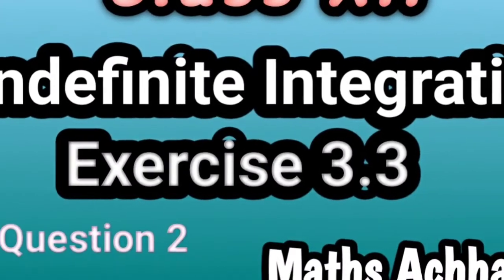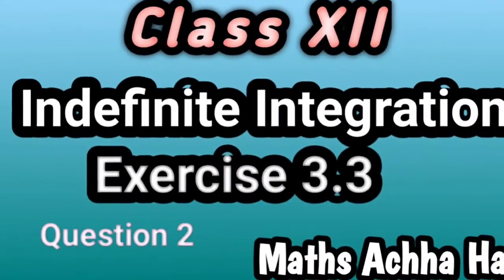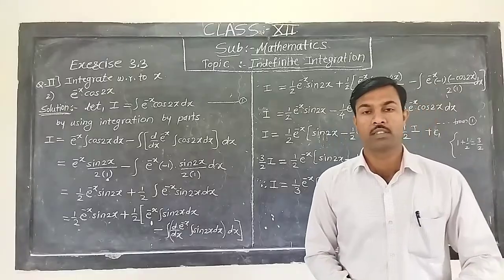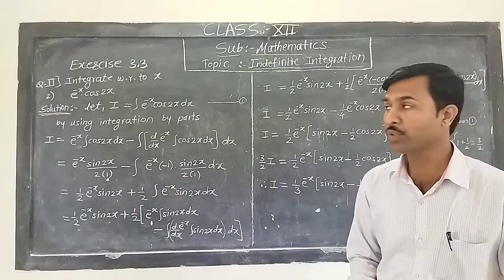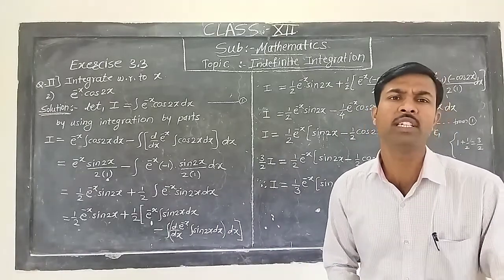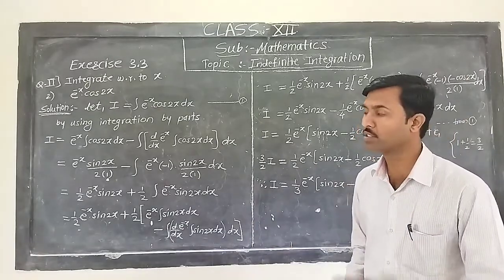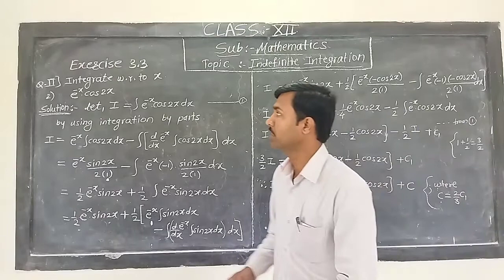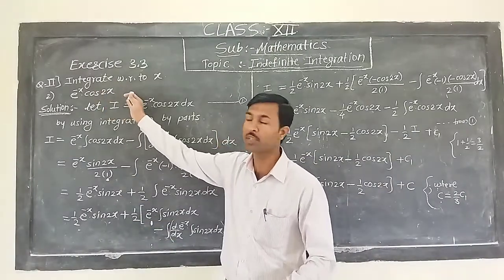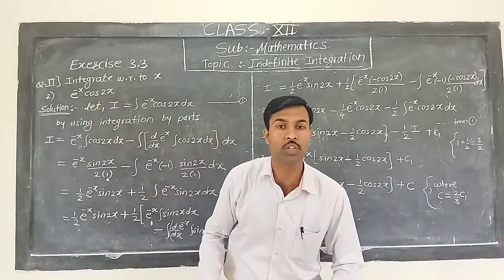Now we are going to see question second from exercise 3.3, only some important problems. Here we are going to solve question second of exercise 3.3, but only some main problems. So I take here question second, that is we have to integrate the following function with respect to x, and the function is e raised to minus x into cos 2x.